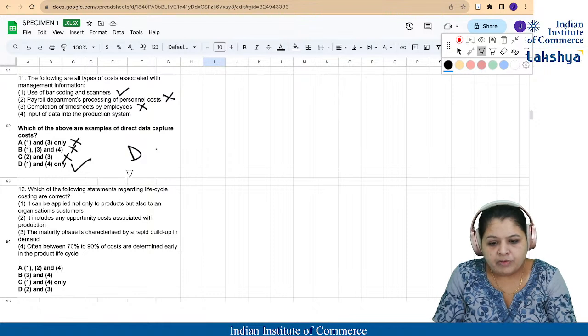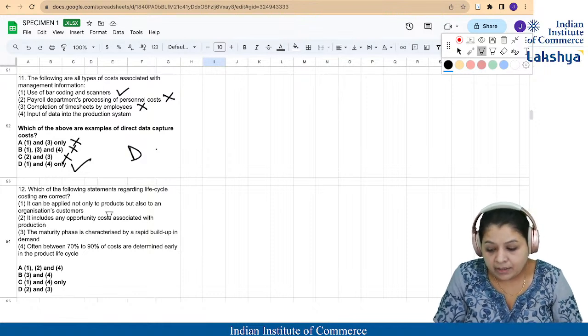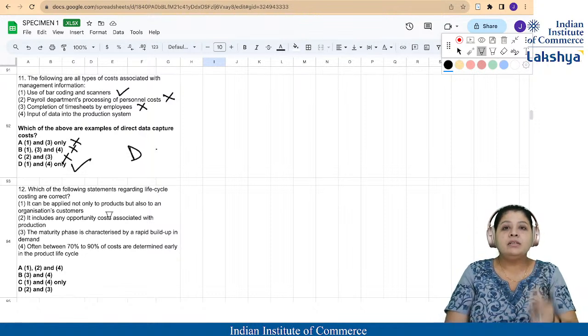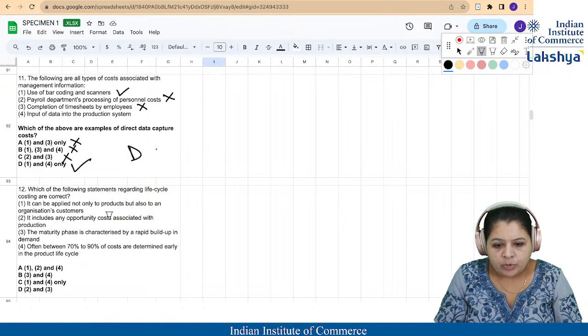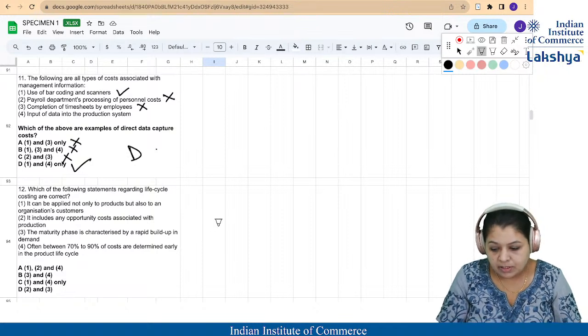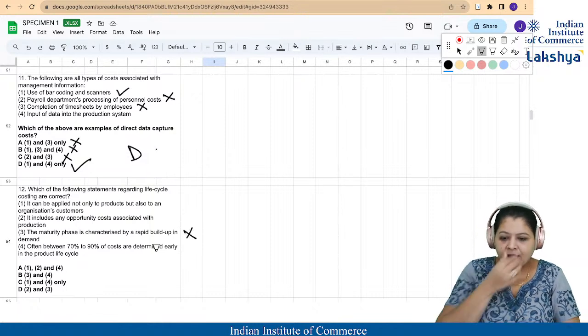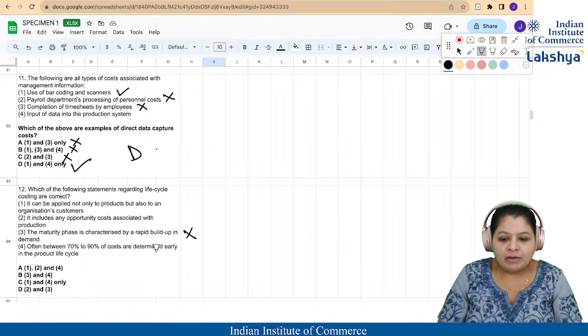Next question. Which of the following statements regarding life cycle costing are correct? Right? So, what do you think, according to you, is correct? It can be applied not only to products but also to an organization or to an organization's customers. It includes an opportunity cost associated with production. The maturity phase is characterized by a rapid build up in demand, which I don't know, which does not always happen. And between 70 to 90% of costs are determined early in the product life cycle. This is very true. I know this is true, right?